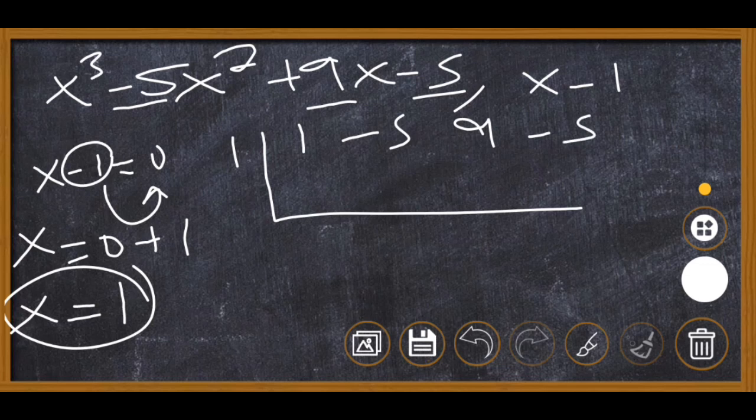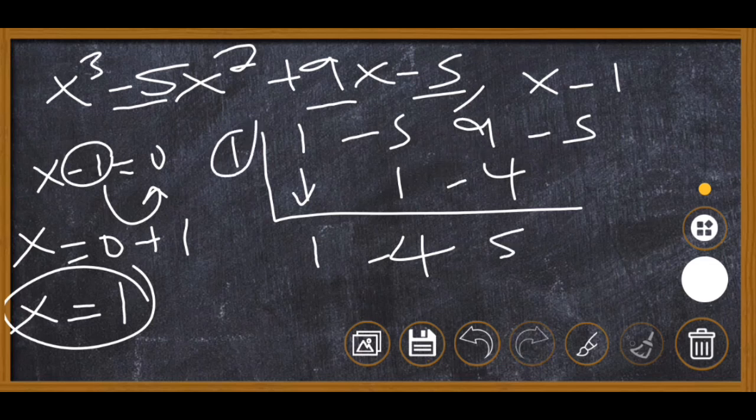So according to the synthetic method as discussed, you just simply drop this value here, which is 1. Then you multiply this 1 by 1, and we are going to have 1. Then negative 5 added to 1, we are going to have negative 4. Then 1 multiplied by negative 4, we are going to have negative 4. Then 9 subtract 4, we are going to have 5. Then 1 multiplied by 5, we are going to have positive 5. And then negative 5 added to 5, we are going to have 0.